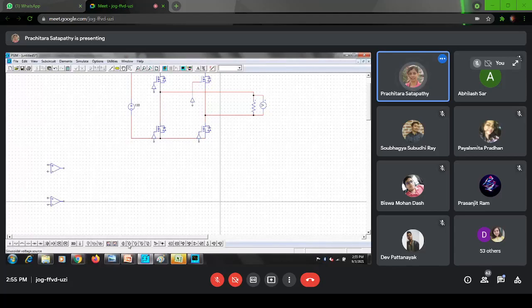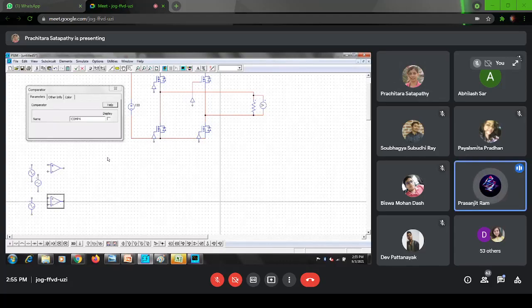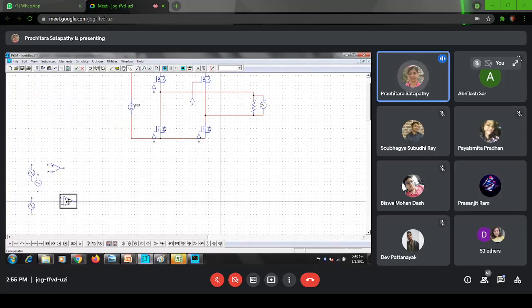Then one sine, there are two sines, one triangular. Yes or no? Ma'am, we cannot use one sine signal. How? Because there is some phase shift, no? Yes, ma'am. Can use one NOT gate.